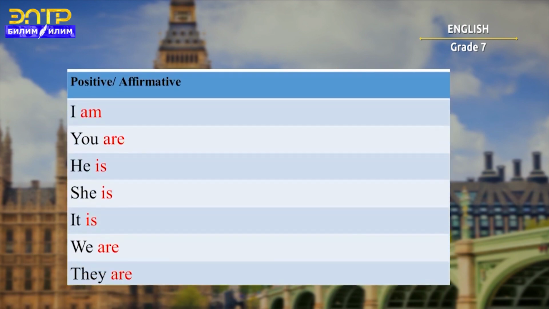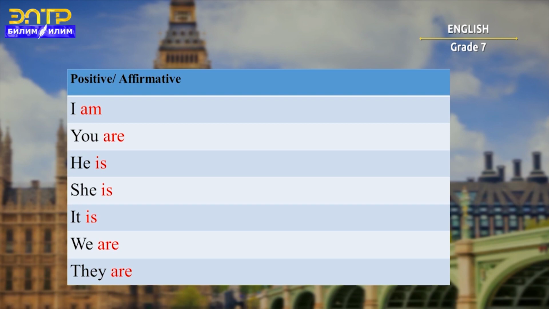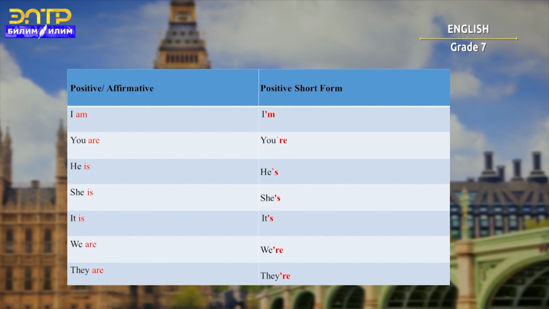The positive, or also called affirmative, forms of the verb to be in English are as follows. Let's take a look at them. I am, you are, he is, she is, it is, we are, they are. In addition, let's look at the short forms of positive sentences. I'm, you're, he's, she's, it's, we're, they're.